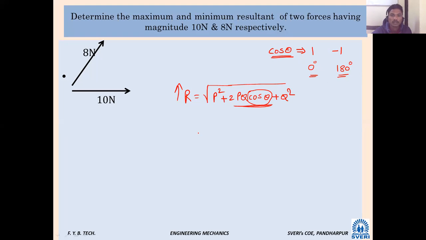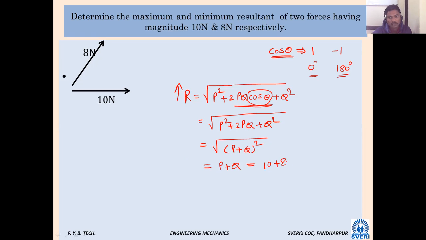what will the under root formula become? P square plus 2PQ plus Q square. And that is the expansion of P plus Q whole square. So the square and the root get cancelled, and it remains P plus Q. We know P and Q: 10 plus 8 is 18.